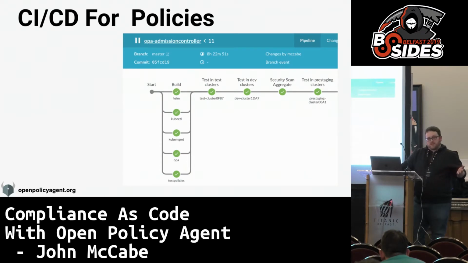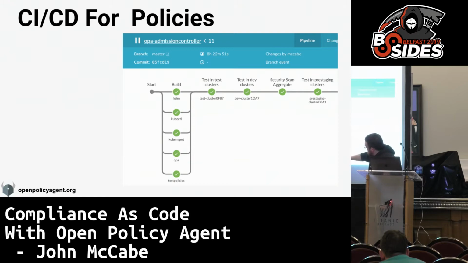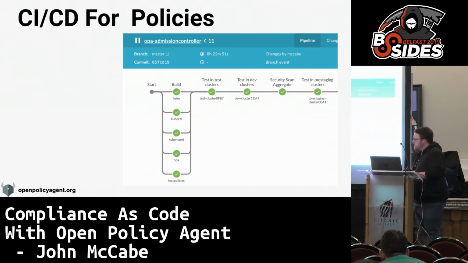Then the policies themselves. You want to unit test policies. So this is an example of a policy that's actually packaged up with OPA in a Helm chart. So anytime you change policy, everything gets pushed out. You can see it's building all of the components. It's testing the policies. There's an OPA test command, and it runs unit tests.